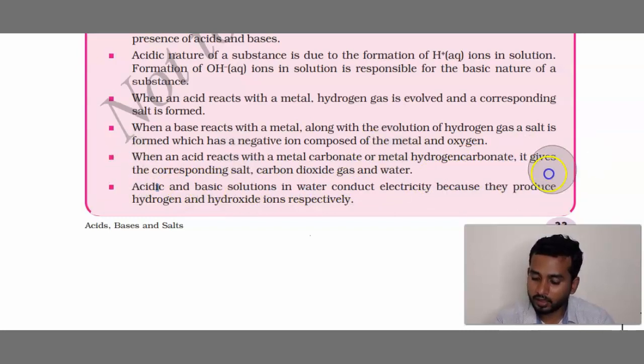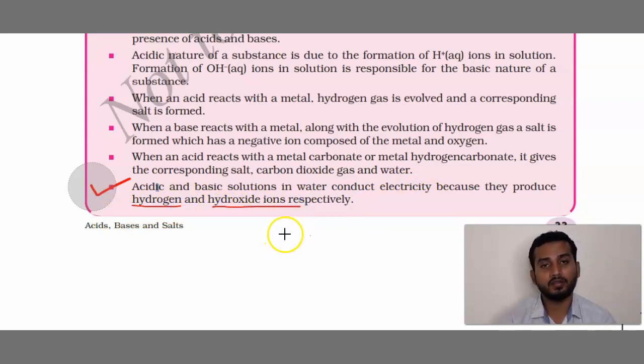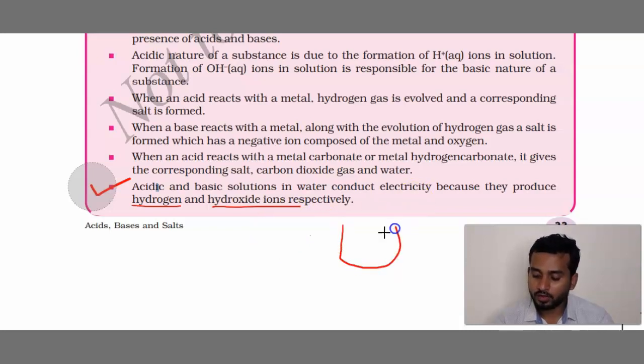When acidic and basic solutions in water conduct electricity. Whether you take an acidic or basic solution in water, they conduct electricity. Why? Because they produce hydrogen and hydroxide ions respectively. Understood? When you take a solution and add acid or base, to conduct electricity, what happens?